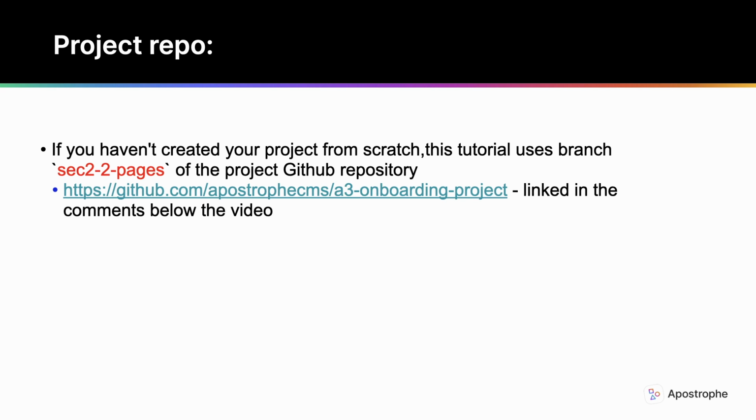If you've watched the other videos in this series, you have likely either created your own project from scratch, or you are electing to follow along by switching between branches of our GitHub repository. If you're doing the latter, the code changes made in this tutorial are located in the branch sec2-2-pages. You can look at the README file of the repository to learn more about how to use it to follow along with this series.